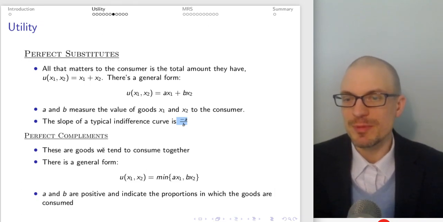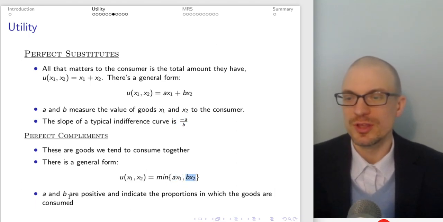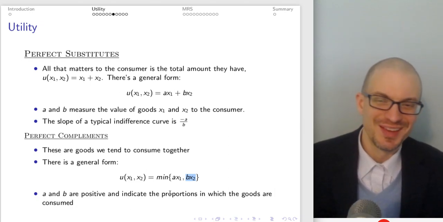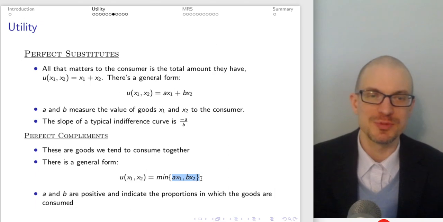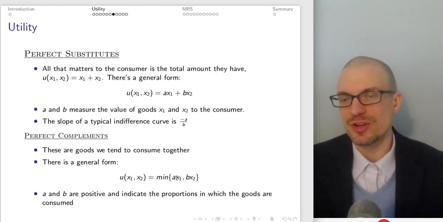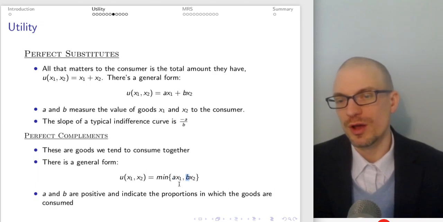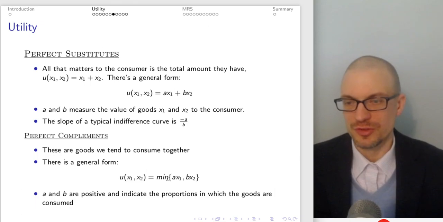With perfect complements, these are goods that have to be consumed together. So the general form is my utility is whichever is the smaller of Ax1 and Bx2. Here A and B are typically positive and indicate the proportions in which the goods are consumed. Think of a recipe: you need so many cups of flour, so many cups of chocolate chips or whatever. Think of left and right shoes. Then A and B are going to be 1 for most people. And that's what this is giving us.